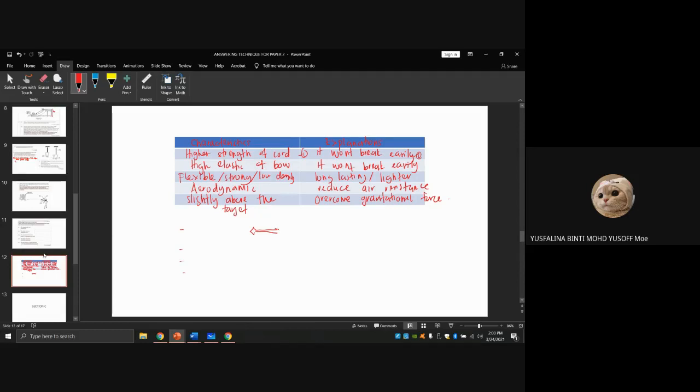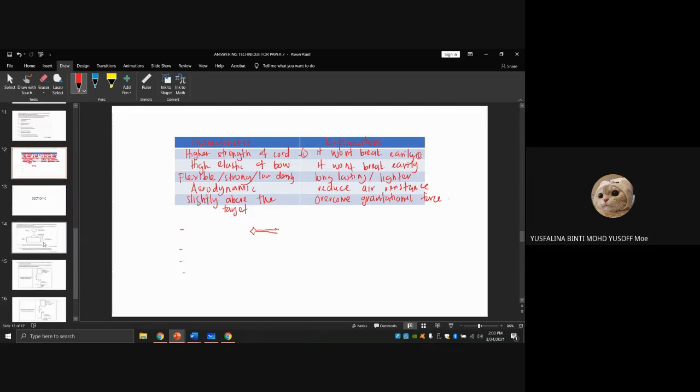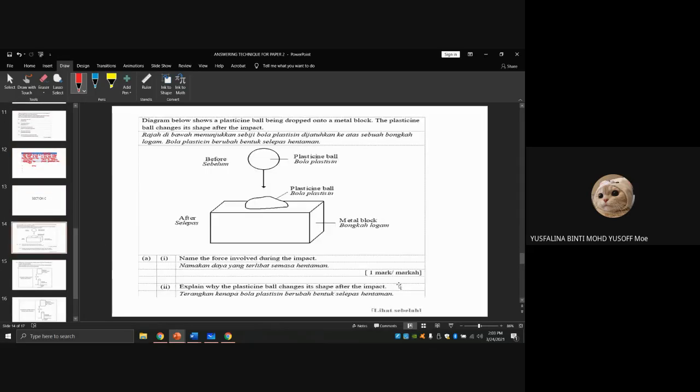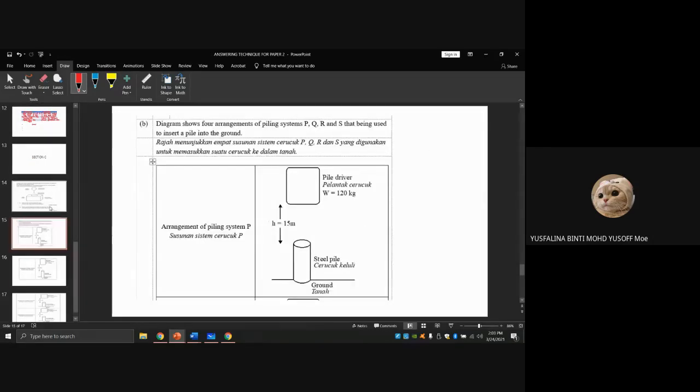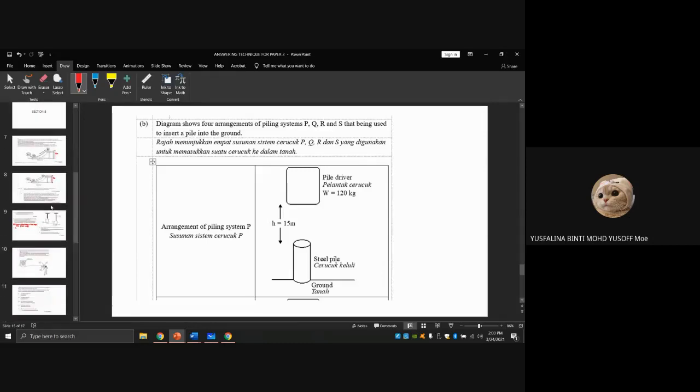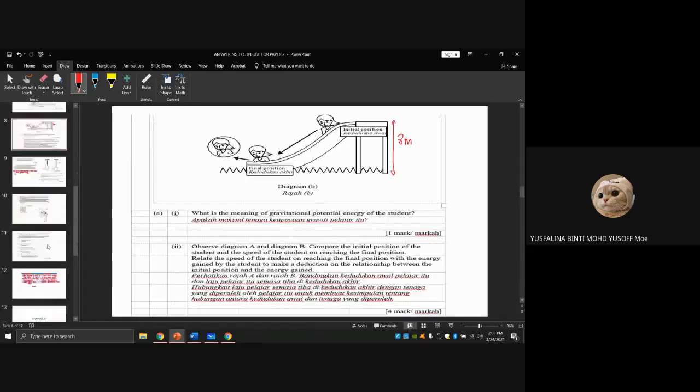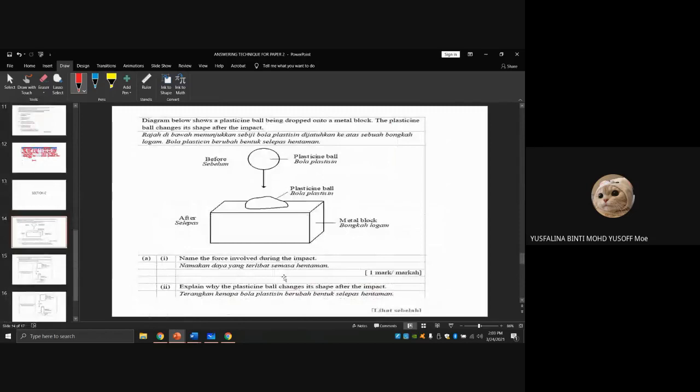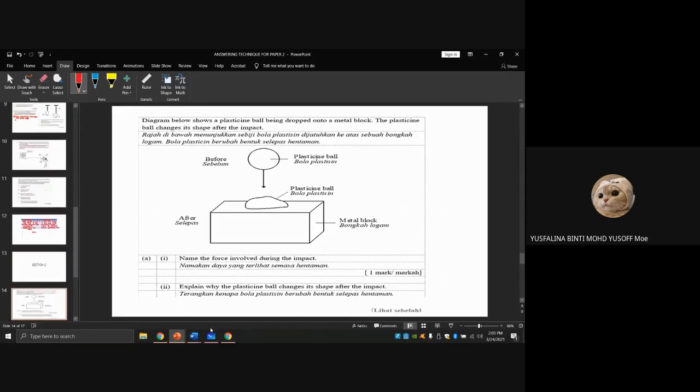Section C is actually not an essay like you imagine. It's very different. So we move on to the next one, section C. For this one I will just skip, because it is actually the same as this one also. For section B also, this one, name the force. This one is impulsive force. So how do you write the answer? You just write like the one that I taught.